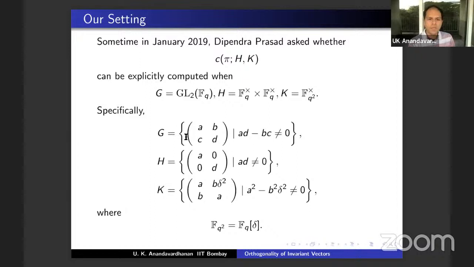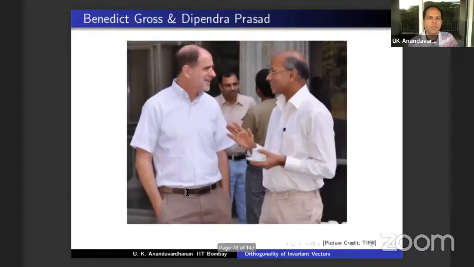And you can take a representation of G for which dimension V^H, we know, is less than or equal to 1. So you take a pi such that the dimension is 1, dimension V^K is also 1, and then look at these correlation coefficients. So that's a question that we were interested in. And remember, q is a power of a prime p. So let's fix the prime to be p and some power of p, so let's say p^m. So this is the problem that we are interested in.